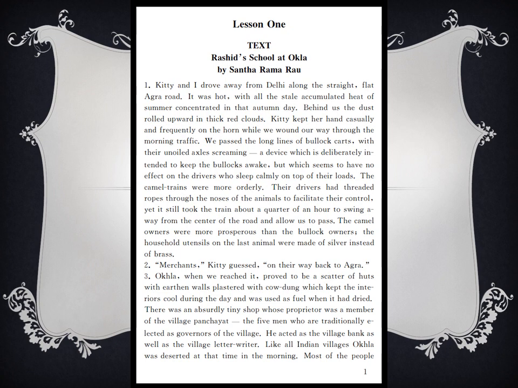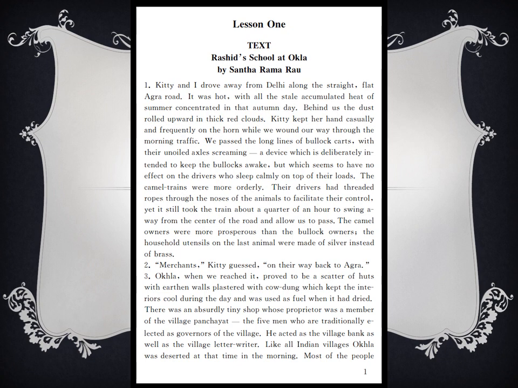It was hot with all the stale accumulated heat of summer concentrated in that autumn day. Now, stale is called that which is not fresh, and accumulated means integrated, collected. Heat, summer, concentrated is called very much focused. Okay, so the day when Kitty and the other person were going to Delhi, that day was very hot, and it looks like the summer season has gone, autumn season has come, but on that day all the summer season's heat was collected and forced on that day, means that autumn day was very hot.